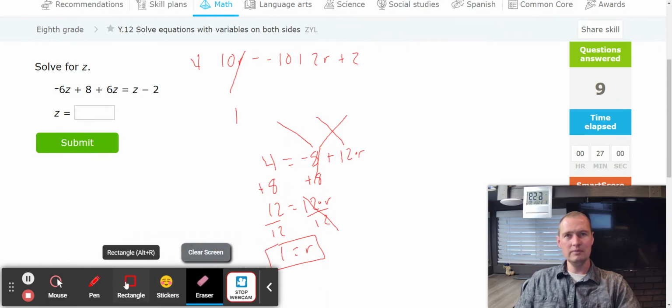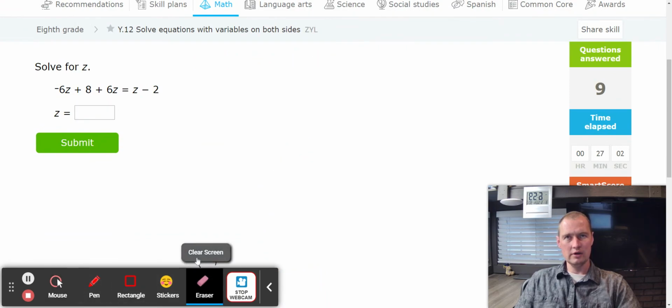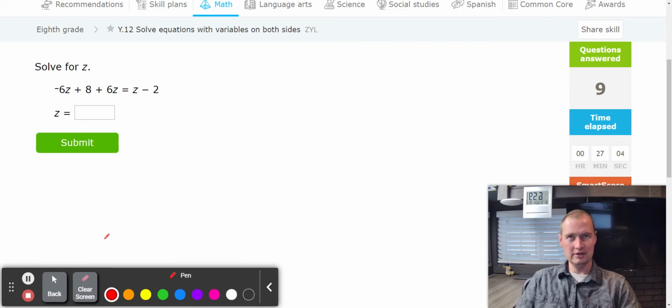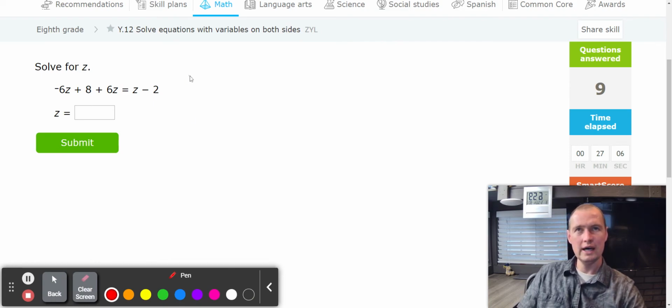All right, next problem. We're going to go ahead and clear the board. We got Z for zebras. We got negative 6Z, and I'll put the line through the Z, so that represents a Z with a line through it because I think they're 2's, plus 8 plus 6Z equals Z minus 2.